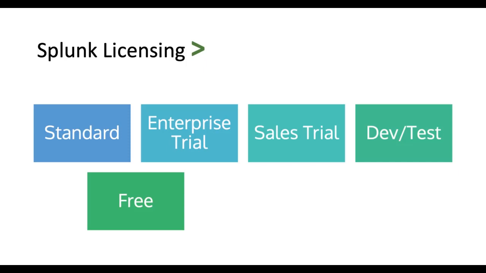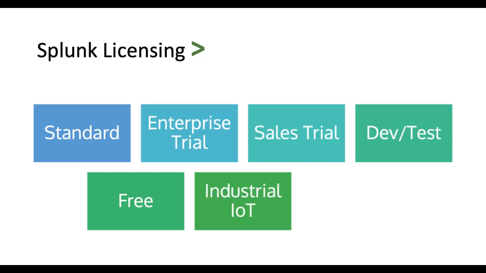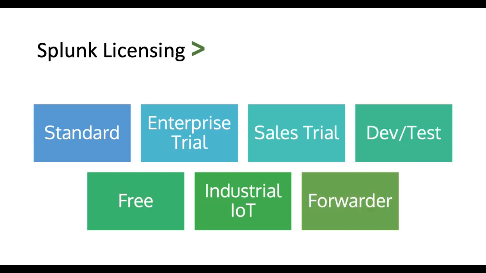It's restricted to 500 megabytes per day of data ingestion, and it has no login, no alerting, no distributed architecture, and a few other restrictions. The Industrial Internet of Things license is a specialized license for Internet of Things use cases. It gives you access to Splunk Enterprise and a specific set of Splunk Apps. The forwarder license allows a Splunk instance to be installed as a heavy forwarder.